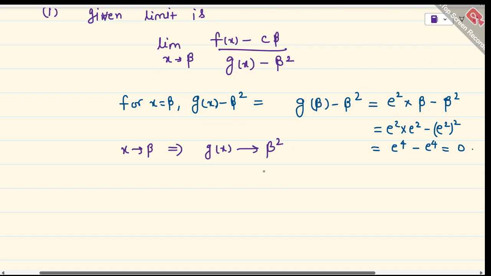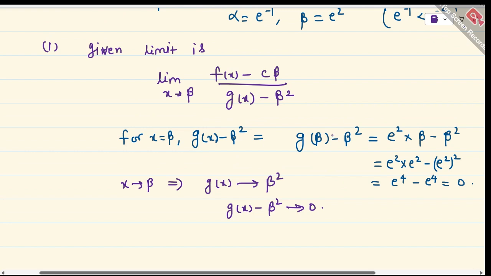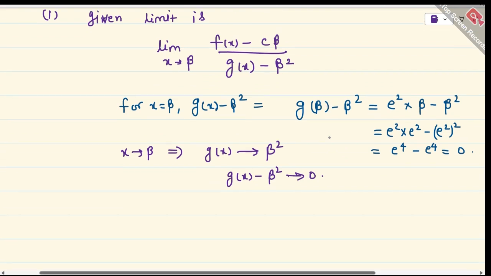So g(x) tends to beta square. Thus we observe that g(x) minus beta square tends to 0. So the denominator tends to 0. So that we can apply L'Hopital's rule, the numerator must also tend to 0.